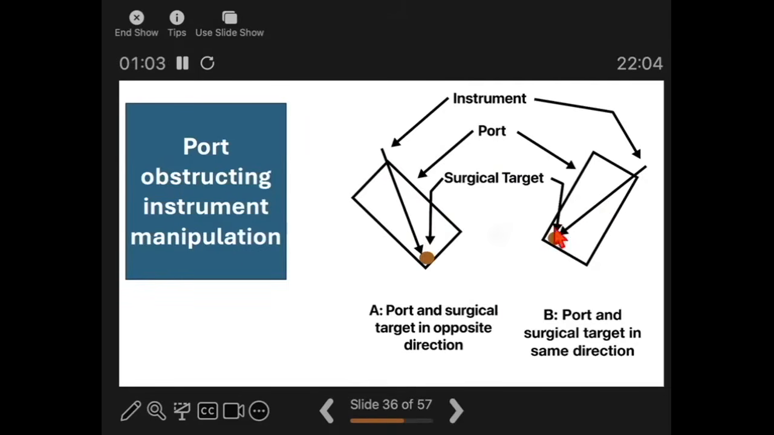Whereas in this picture, one can see that the surgical target area is on the left side. The port is also aligned on the left side. Therefore, in such situation, the instrument manipulation will be easy.